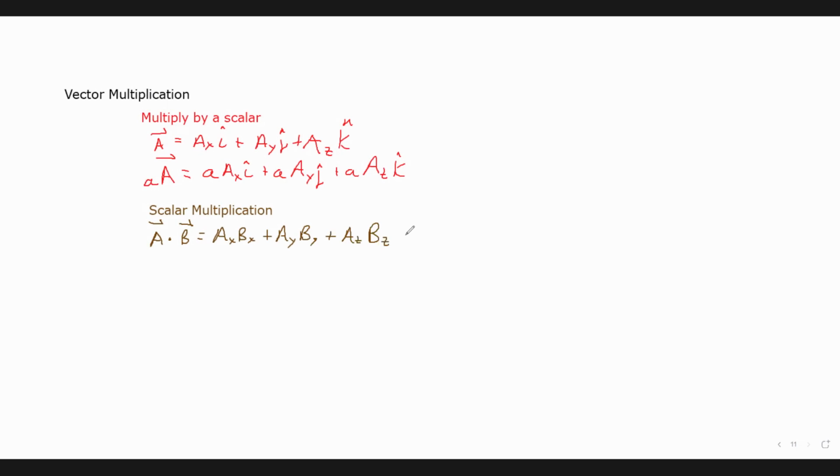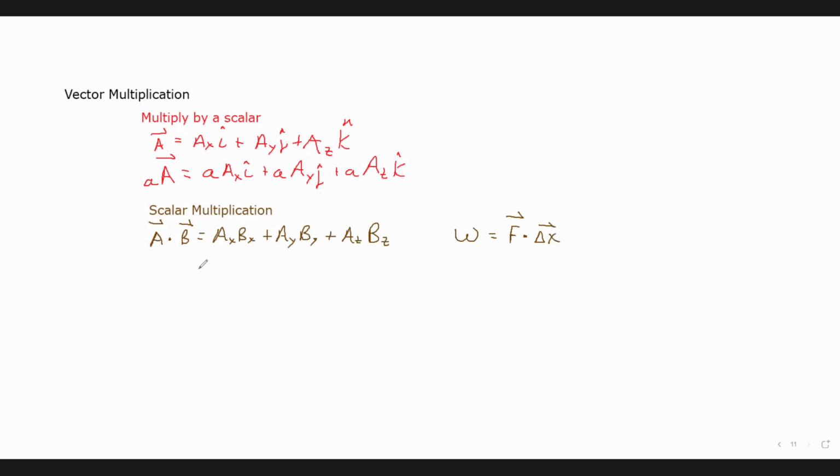In physics, we have a bunch of examples. Here's an easy one. Work is a scalar. It is defined as the vector force dotted with the vector displacement. So that's an example of a scalar product in physics.